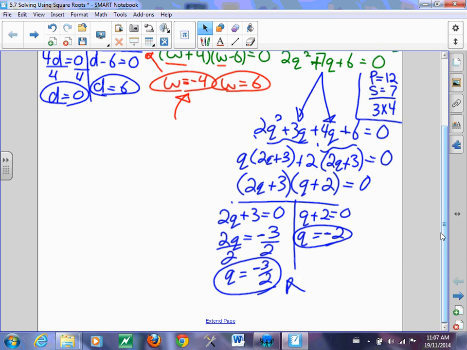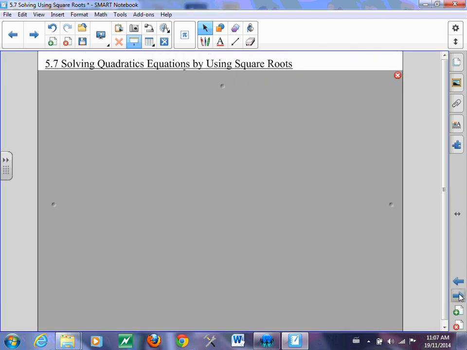All right, folks, so that was method 1, solve by factoring. Today we're going to use method 2, which is solve by square root method. So we're going to be taking square roots. So today we're dealing with quadratic equations, and we're going to solve using square roots.